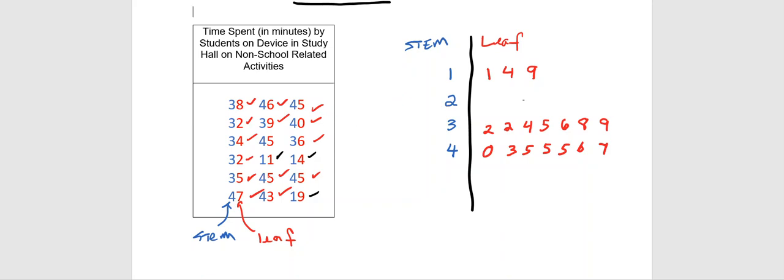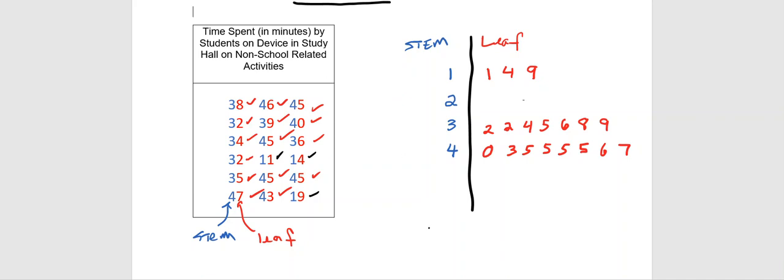So let me go back. Oh, I can see I missed a 45 right there. So I'm going to erase and add that extra 5 in. And then I'm going to go back to my 46. And then I'm going to go to my 47. And now I should have all my values. So if you count up one more time, 1, 2, 3, 4, 5, 6, 7, 8, 9, 10, 11, 12, 13, 14, 15, 16, 17, 18. That covers all 18 pieces of data.